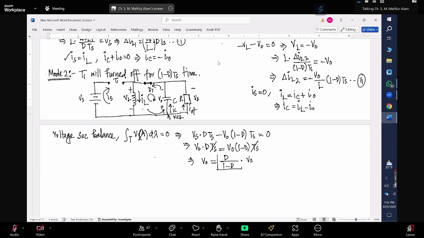So the relationship between your output and input is governed by D over 1 minus D. So what will happen if we change the value of D? Suppose your D is 0. What will happen?